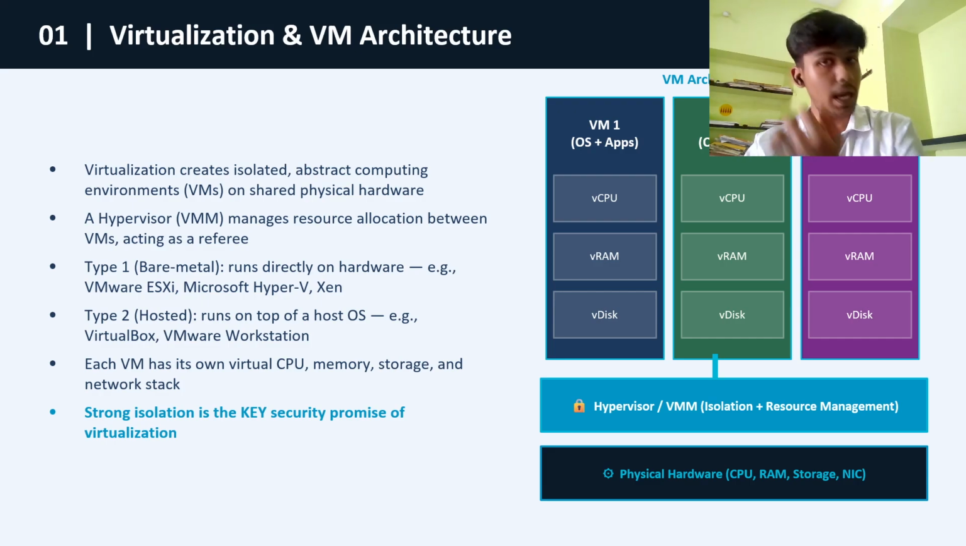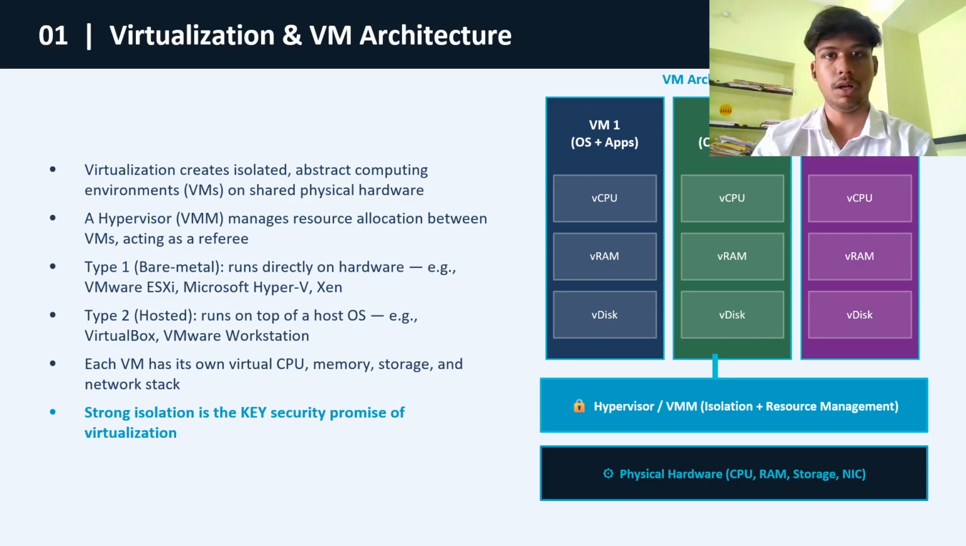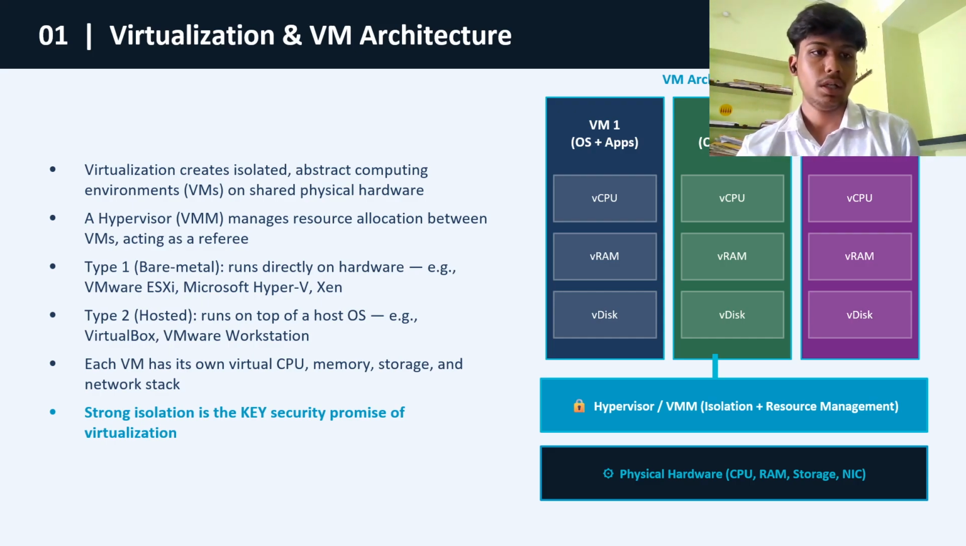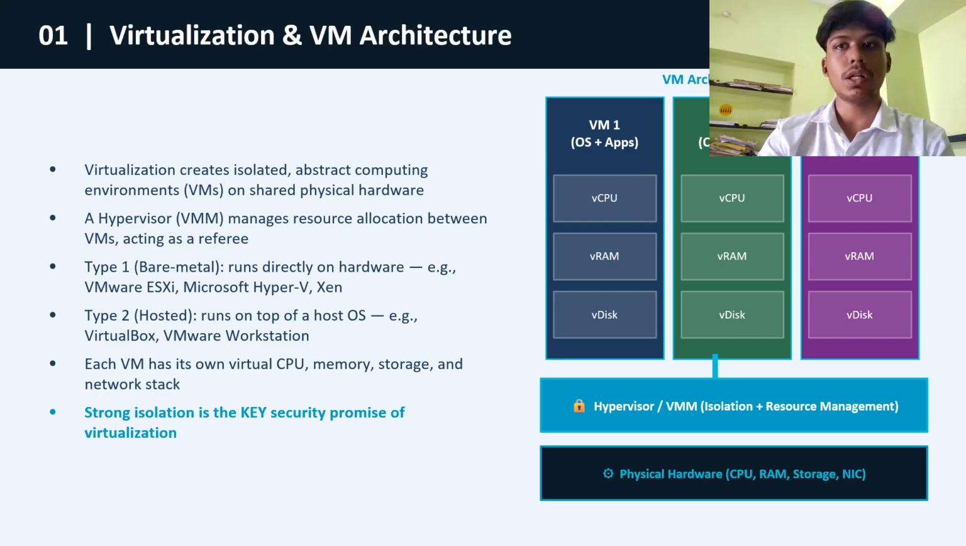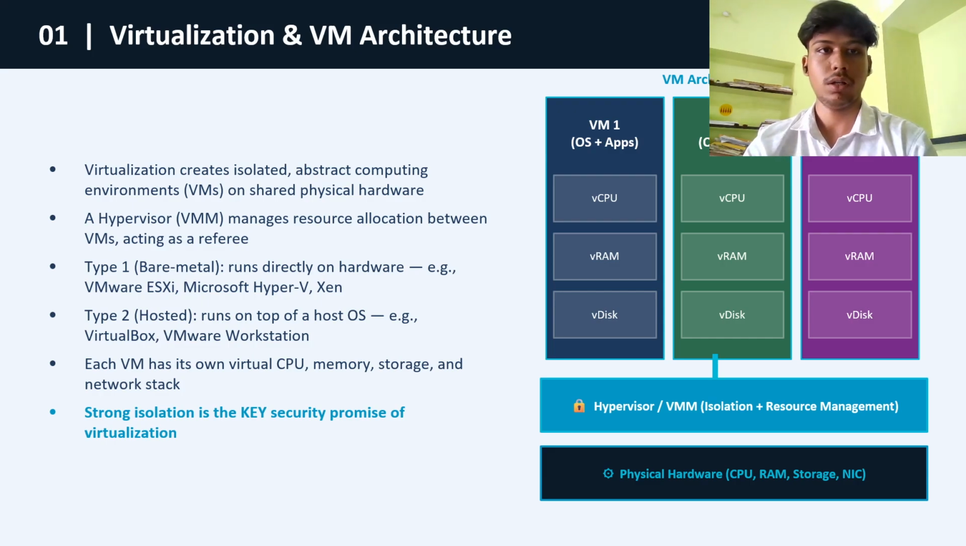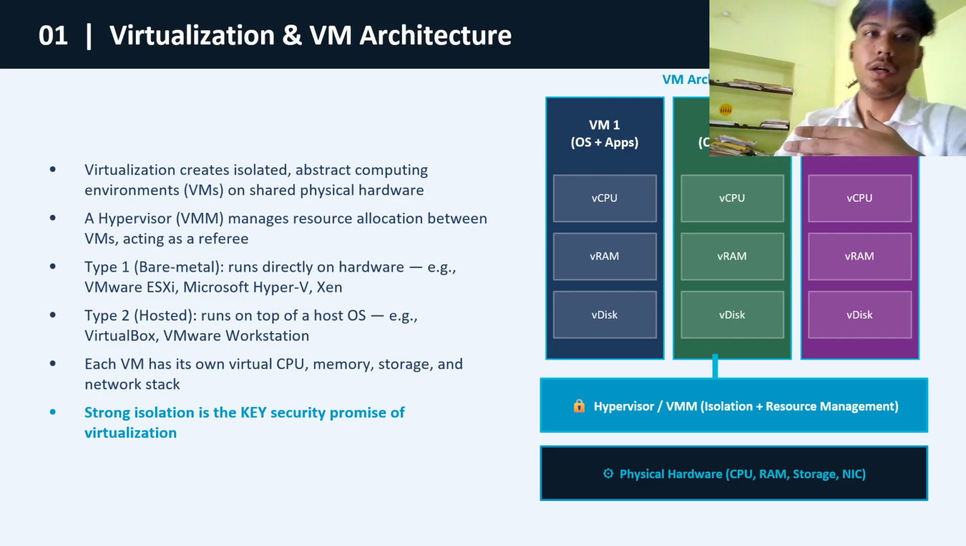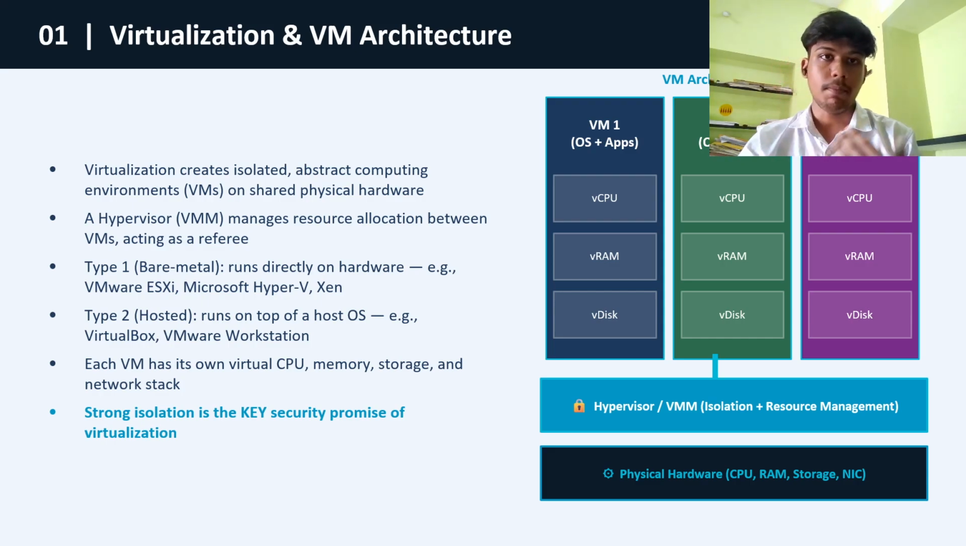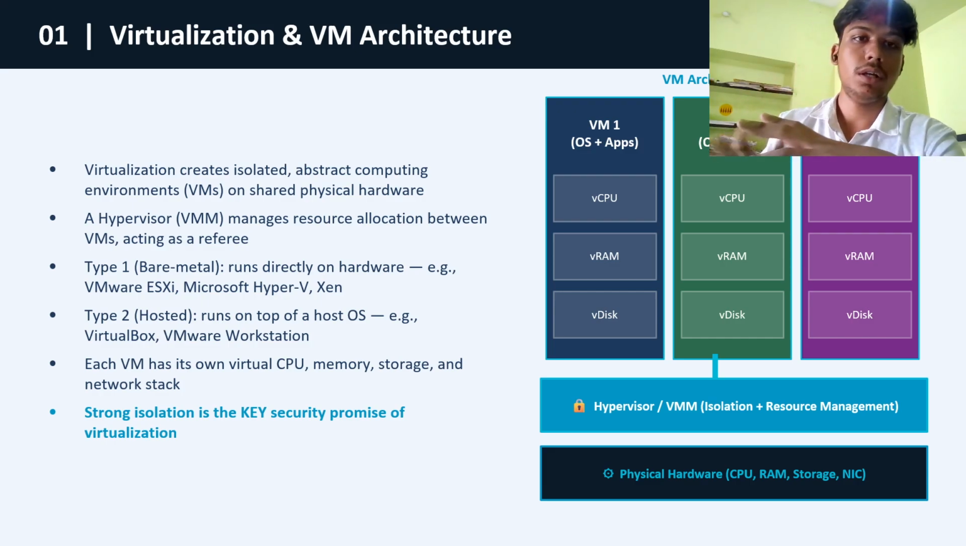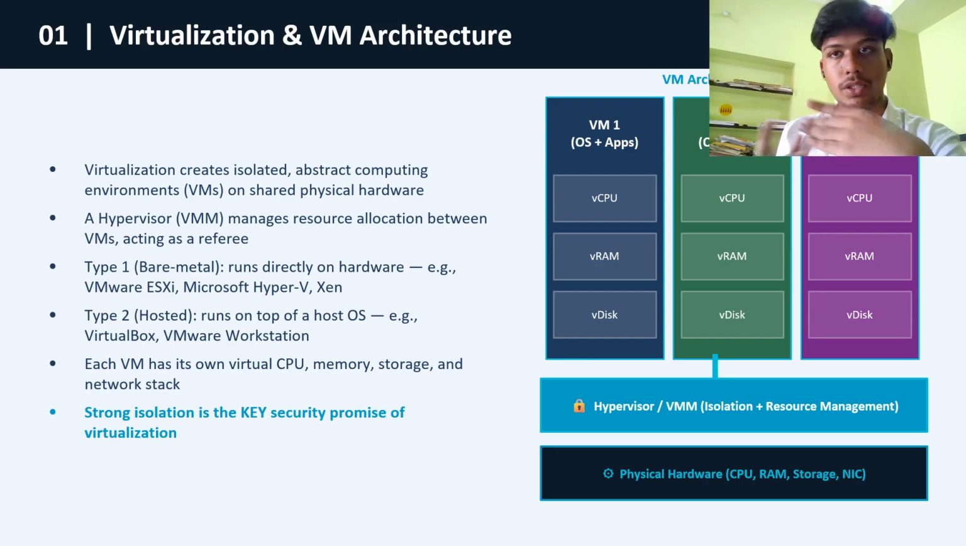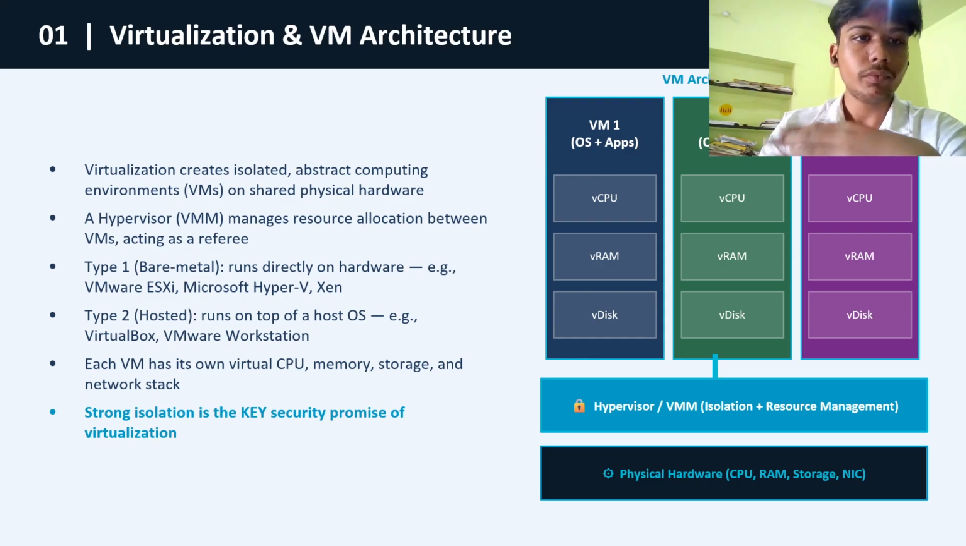Virtualization creates an isolated abstract computing environment on shared physical hardware. So what is virtualization? Imagine you have one very powerful physical computer. Instead of just one operating system on it, virtualization allows you to run multiple operating systems simultaneously on the same physical computer, each one completely isolated from the others. Each of these is called a virtual machine, or VM.